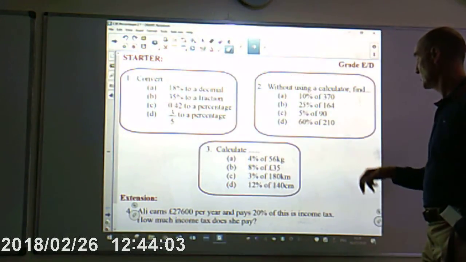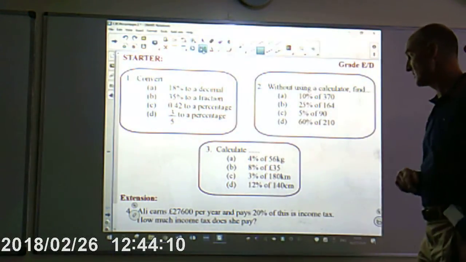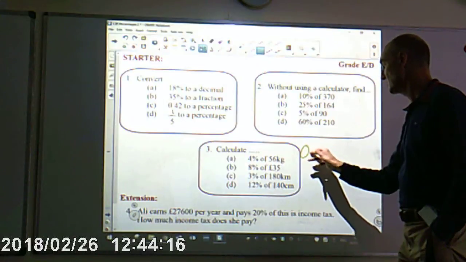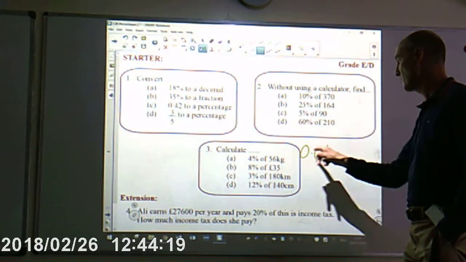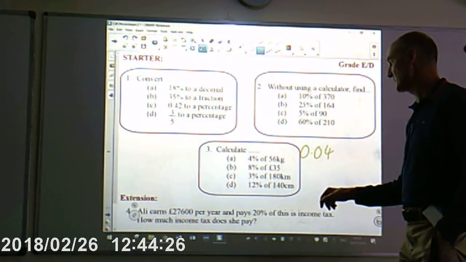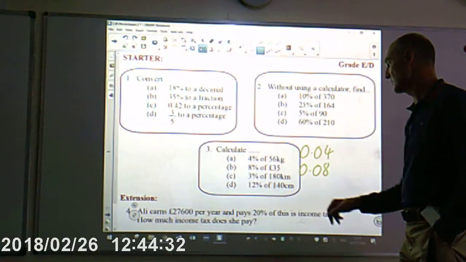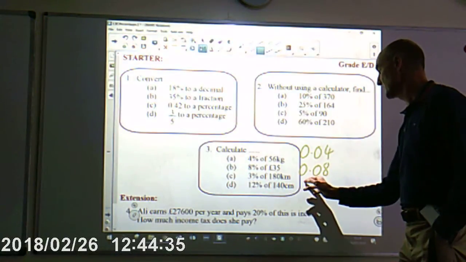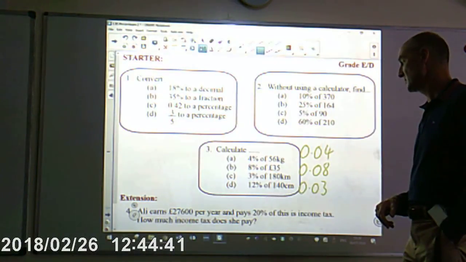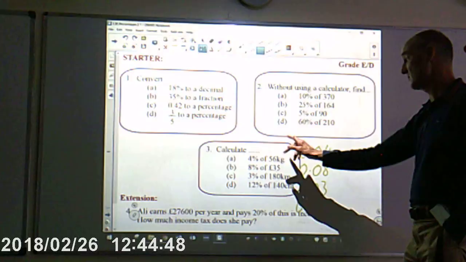Okay, for the last bit, the idea of a multiplier. 4% of 56 kilograms. What's 4% as a decimal? It's 0.04, 4 hundredths. 8% of 35 pounds: your multiplier, 8 hundredths, 0.08. 3% of 180 kilometres, 3 hundredths, 0.03. And then 12% of 140 centimetres, 12 hundredths, 0.12. Now you need your calculator.